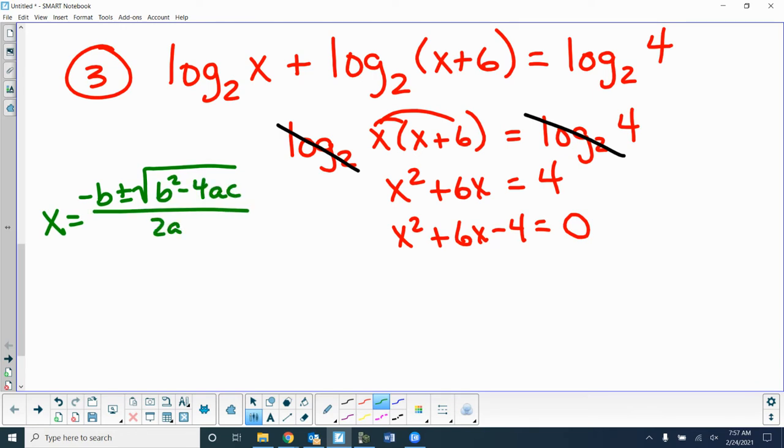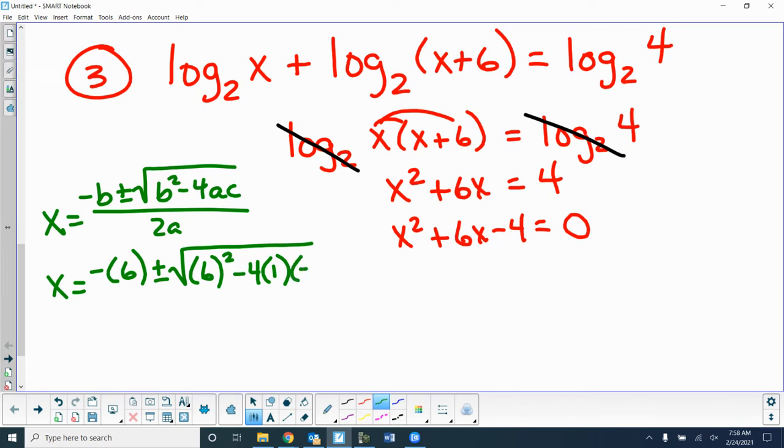Okay, you guys know that. We've done that a bunch of times. So b is 6, so it's -6 plus or minus the square root of 6 squared minus 4 times 1. A is 1 and C is -4. All over 2A, which was 1.